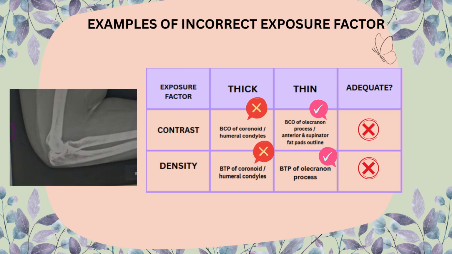For the mAs aspect, it is also insufficient to visualize the density and details of structure. This is because the bony trabecular patterns of thick structure such as the coronoid and humeral condyle cannot be seen. Meanwhile, for thin structure, the bony trabecular pattern is well visualized and can be seen on the radiograph. As a conclusion, this image is under-penetrated.